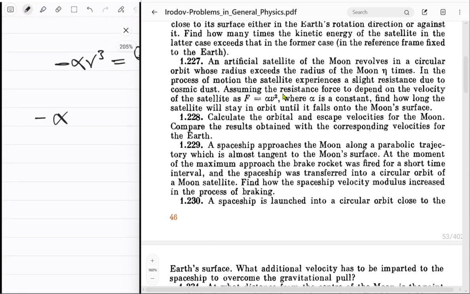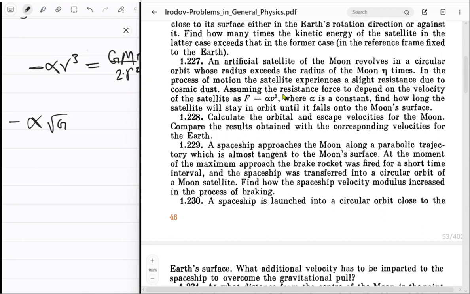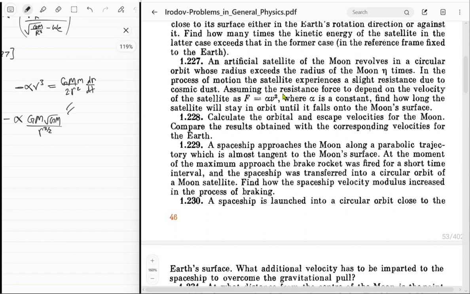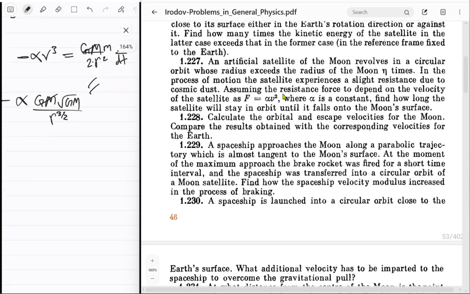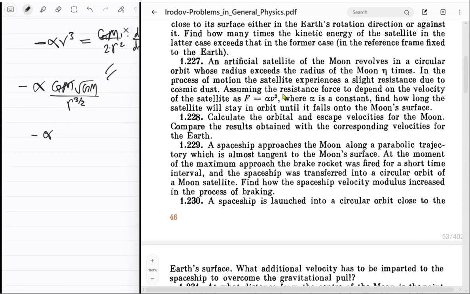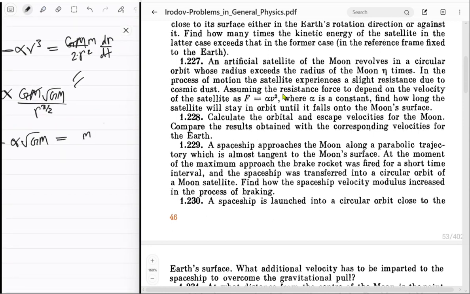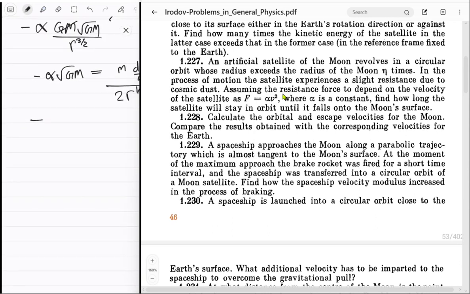So you got negative alpha square root of Gm to the power of 3 upon 2, I think, times square root of Gm upon R. That's equal to this guy. So some stuff cancels, this cancels. Oh, and that M is still going to be there. No big deal. So it's negative alpha square root of Gm that is equal to this small m dr upon dt upon 2 r power 2 minus 3 upon 2, which is just 1 upon 2, right? So it's basically negative.